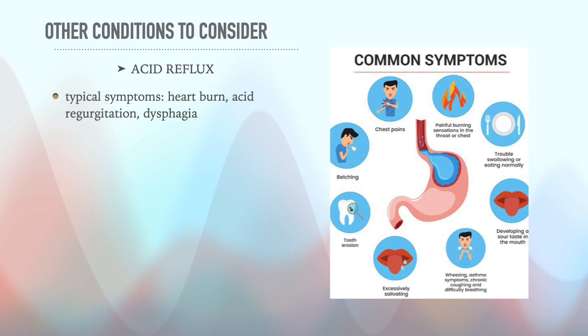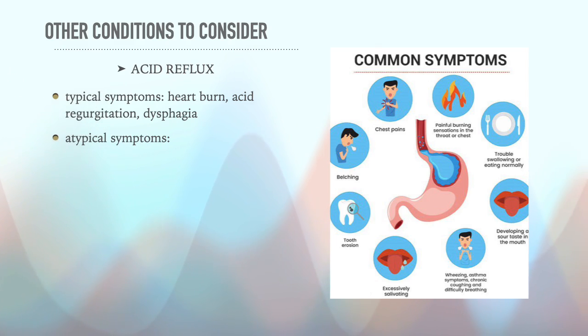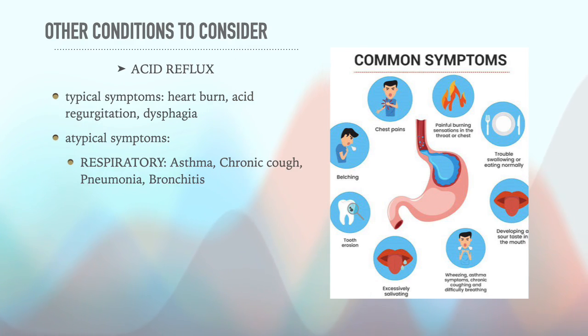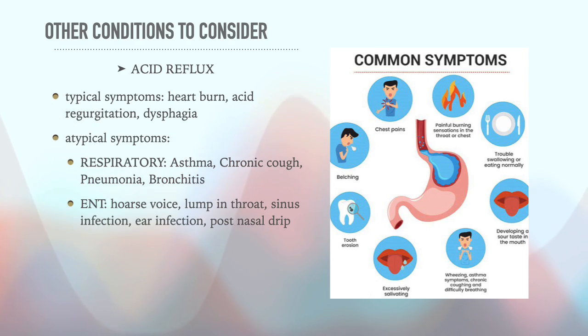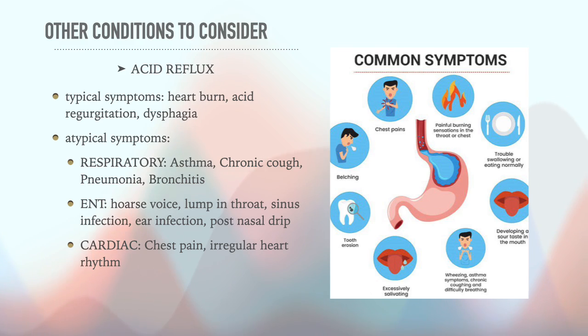But it can also cause atypical symptoms, some of which are similar to COPD. And that includes chronic cough and having recurrent bouts of pneumonia and bronchitis. And certainly patients with acid reflux also have asthma, or asthmatic patients have acid reflux. And as you can see, there are other atypical symptoms, but it's important to address acid reflux as it can increase your risk of having COPD exacerbations, and it could affect the progression of your COPD.